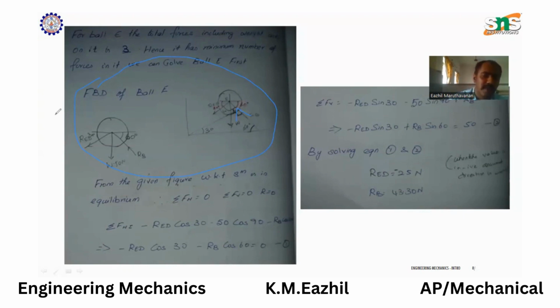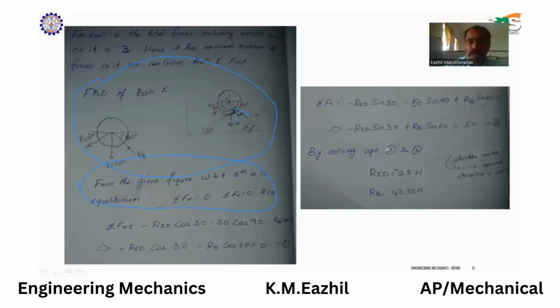Since the system is in equilibrium, we have to write down the conditions of equilibrium: sigma FH equals 0, sigma FV equals 0, R equals 0. We can also write down the equation for sigma FV. By solving equations 1 and 2, we'll get RED equals minus 25 Newton and RB equals 43.30 Newton. Since the value is negative, the assumed direction for RED is wrong. We have to assume the direction like this. The assumed direction was downward, so we have to assume the direction as upward.